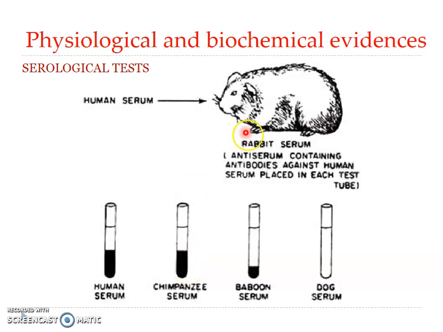Coming to the chimpanzee serum, the rabbit's antiserum was mixed with chimpanzee serum. So what happens here? If the rabbit's antiserum containing the same antibody is mixed with the serum of a chimpanzee in another test tube, a precipitation is formed again, showing that proteins in chimpanzee serum are chemically similar to the proteins in the human serum. If the same antiserum is mixed with the blood of the baboon, here you can see the precipitate is less, isn't it? It shows that the serum of baboon is less similar to the human serum.